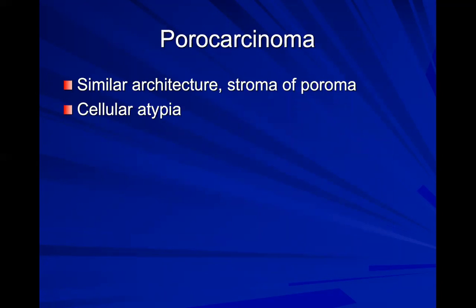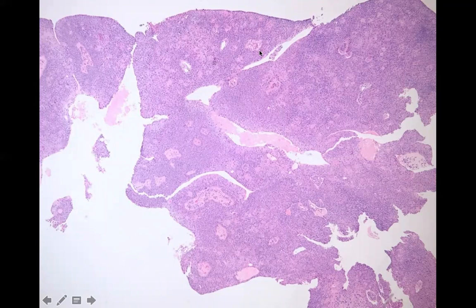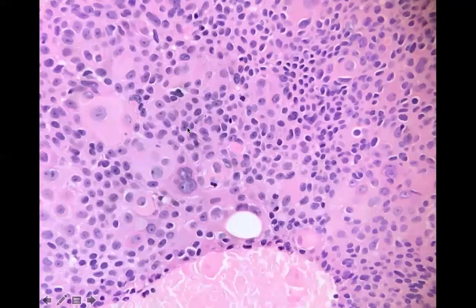Porocarcinoma. Porocarcinoma is a malignant version of a poroma. So similar architecture of a poroma, but with atypia. So far away, you have these ductal structures, right? And it looks overall like a poroma. You've got this hyalinized pink vascular stroma. And when you go in, your cells are kind of monomorphous, except when you go in even closer, you're like, oh, well, these don't look normal. They vaguely look like they want to look normal, but they're an atypical version of them. So this is a porocarcinoma.